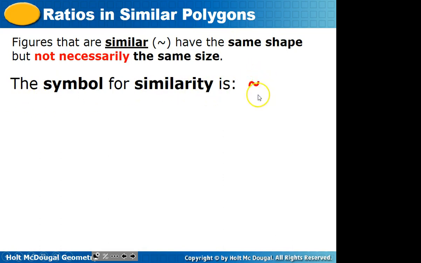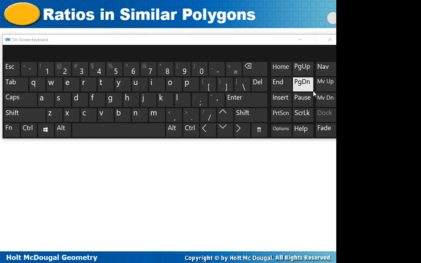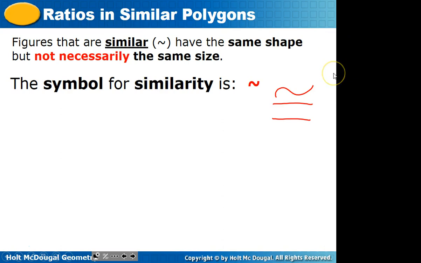The symbol for similarity is this sideways S. And you should notice that this is similar to the congruent symbol, only it doesn't have the equal sign underneath it. So it's really, sorry about that. Let me see if I can get rid of that. I don't know why this does that when I do that, but whatever. It really is just the top part of that.